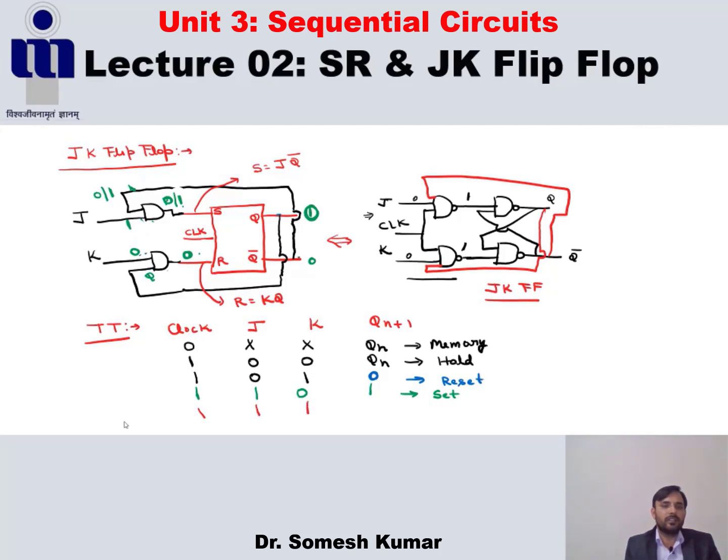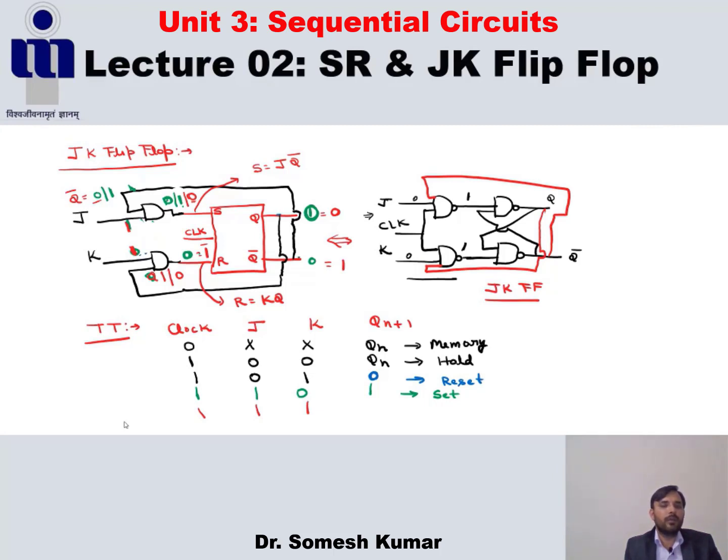If J is 1 and K is also 1, what happens? It depends only on this Q, and here it depends on the Q bar. So if Q is 0, Q bar must be 1, and if this is 1 and this is 1, the output becomes 1. In that case, the output Q becomes 0 here and Q bar becomes 1 here.